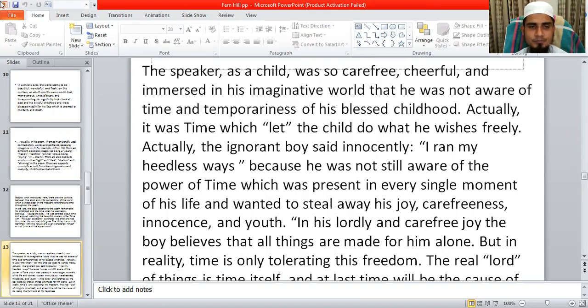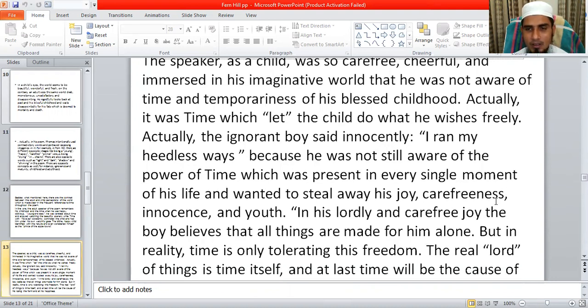So, my dear students, here you can find the ignorant boy saying innocently, "I ran my heedless ways," because he was not yet aware of the power of time, which was present in every single moment of his life and wanted to steal away his joy, carefreeness, innocence, and youth.